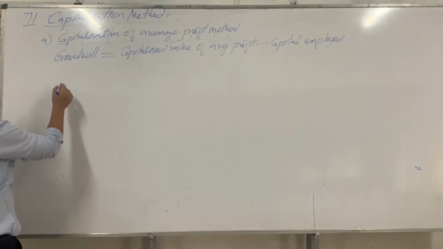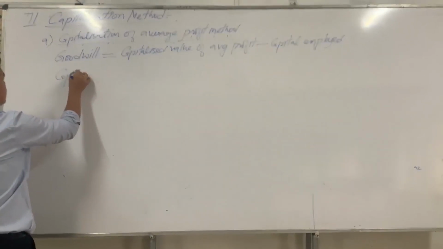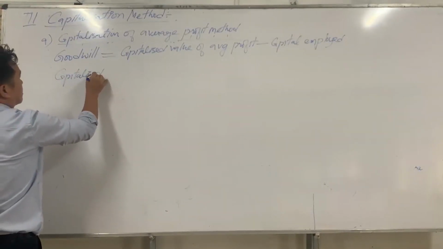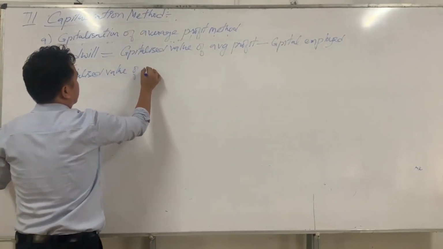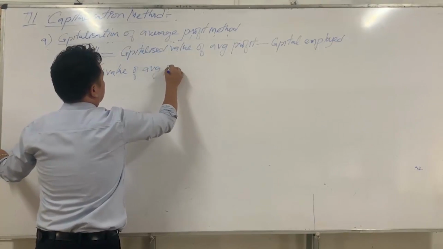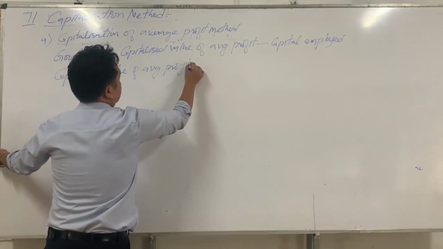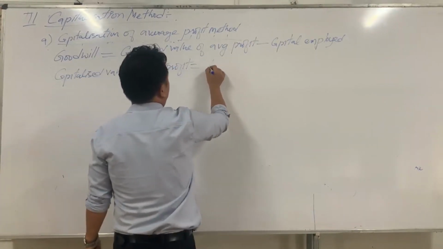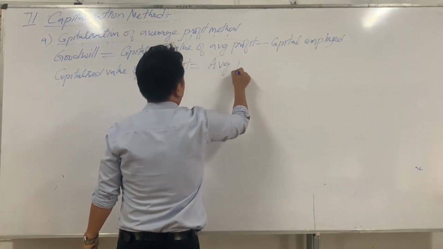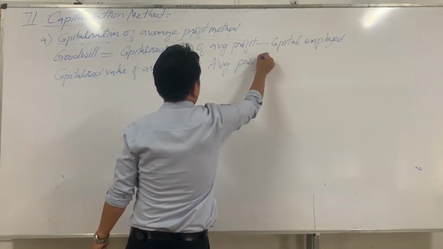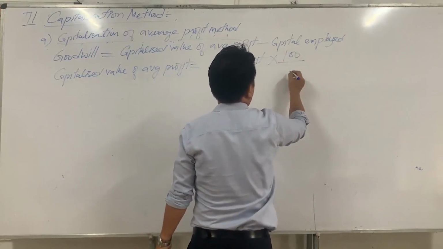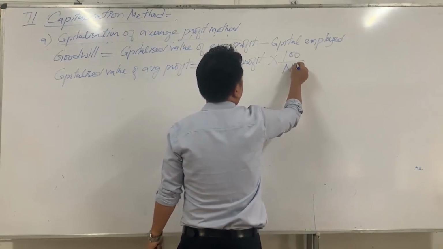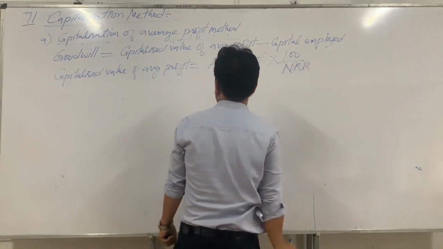So here, the capitalized value of average profit is equal to average profit multiplied by 100 divided by normal rate of return.